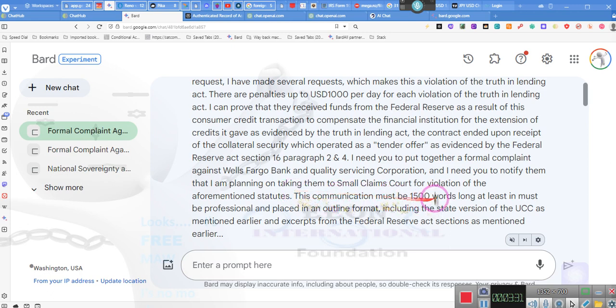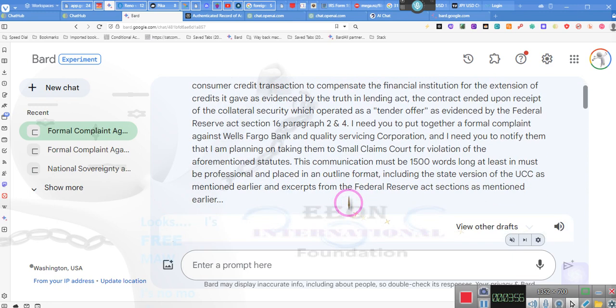Now, this communication that he's going to present must be at least 1,500 words long. It must be professional and placed in an outline format, including the state version of the UCC, as mentioned earlier, and excerpts from the Federal Reserve Act sections, as mentioned earlier.